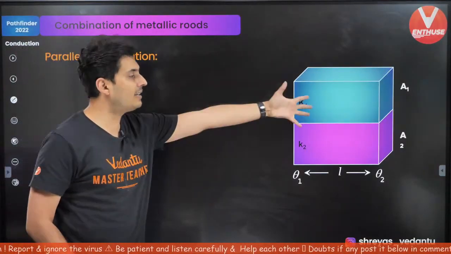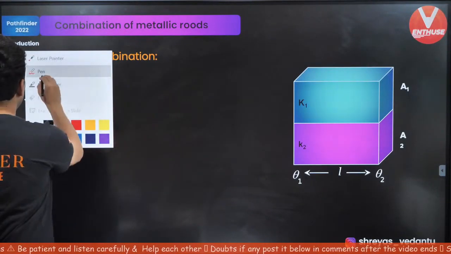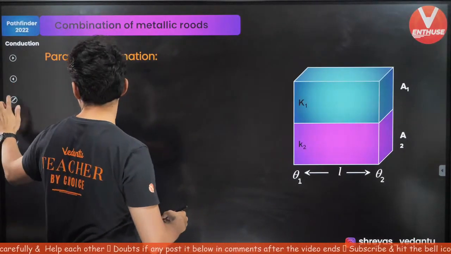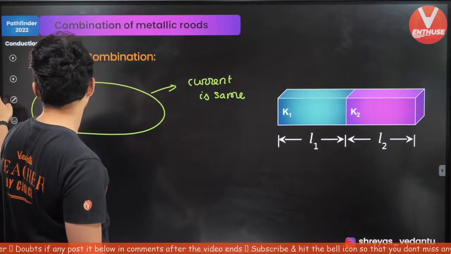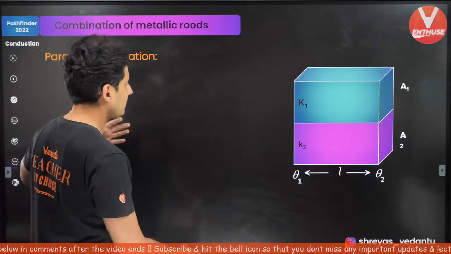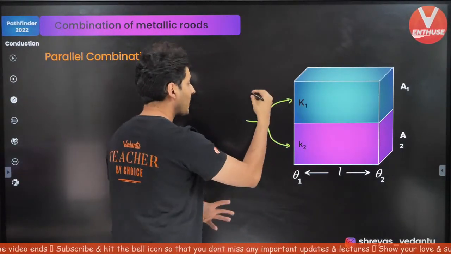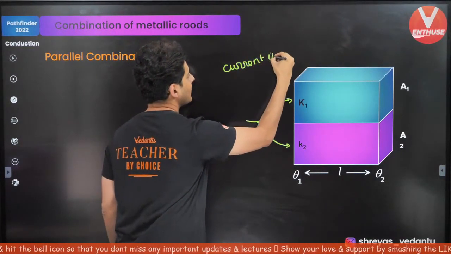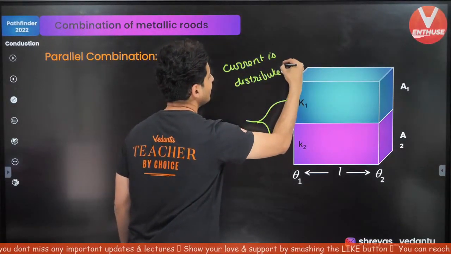Similarly, when they are in parallel, one beside the other, then what happens? The heat will get distributed. Oops, why is it acting like this? Okay, there we go. Yep, please listen to me. The heat will get distributed, and because the heat gets distributed, I can say the heat current is distributed. Fair enough. The heat current is distributed.